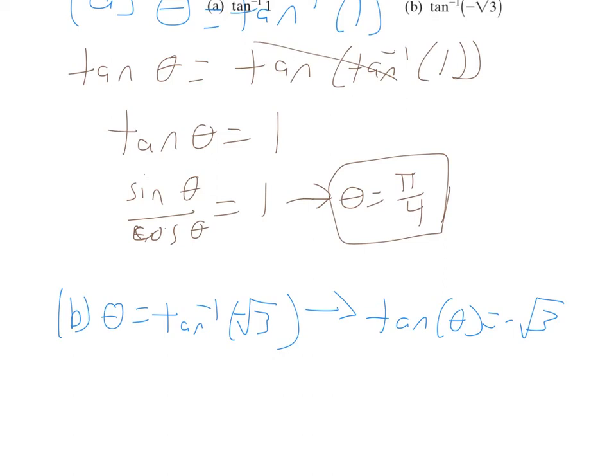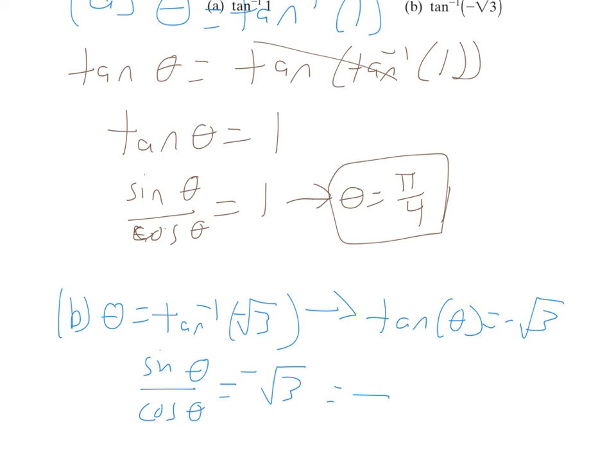Tangent is negative in the fourth quadrant. So you're looking at all the angles from 3 pi over 2 to 2 pi that give you that tangent value. So you need to find the values of sine and cosine on your unit circle, sine over cosine. Now when you divide them, you would just get negative square root of 3.